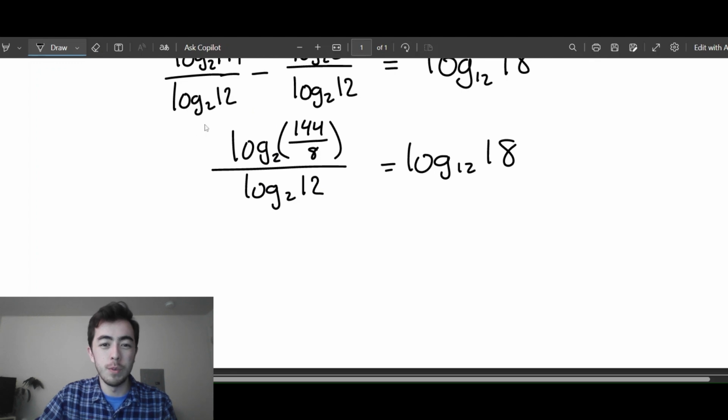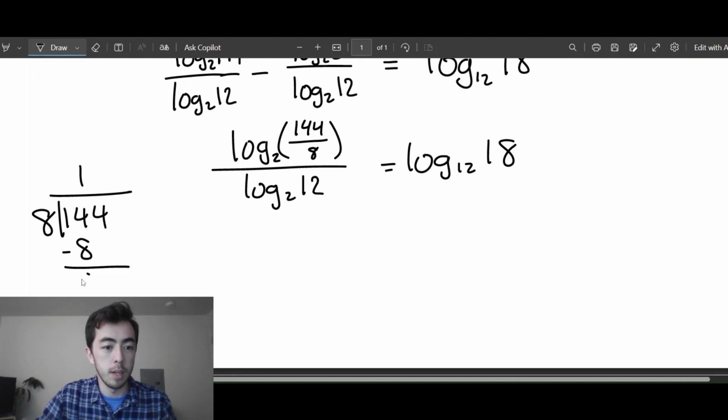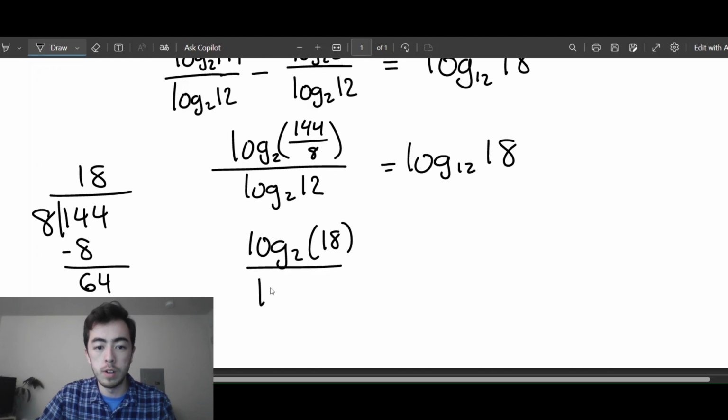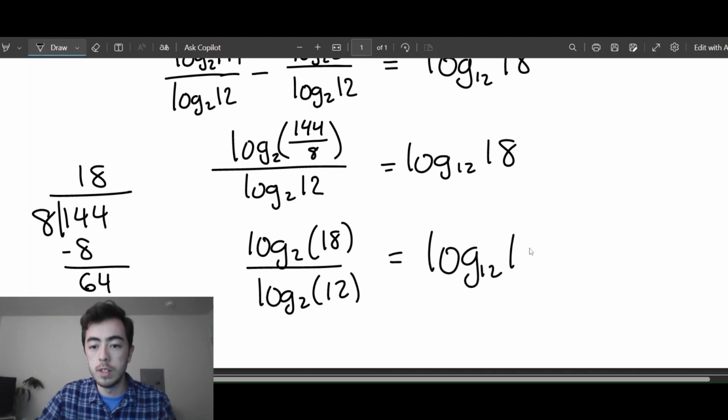If we do this 144 divided by 8, why not? Let's just long division that real quick. It will go in 18 times. So I can say log base 2 of 18 over log base 2 of 12. And then now, to me, I actually do know that these are equal.